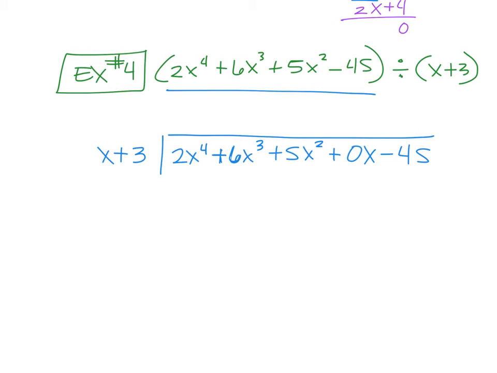What would you multiply x by to get 2x to the fourth? 2x to the third. Okay, so we multiply that, we get 2x to the fourth here. And then 2x to the third times 3 is plus 6x to the third. We subtract. This gets us 0. That gets us 0. Okay, now here's another little added bonus for you. If there's nothing there, you pull the next 2 down because we need 2 because it's a binomial going into it. Right?